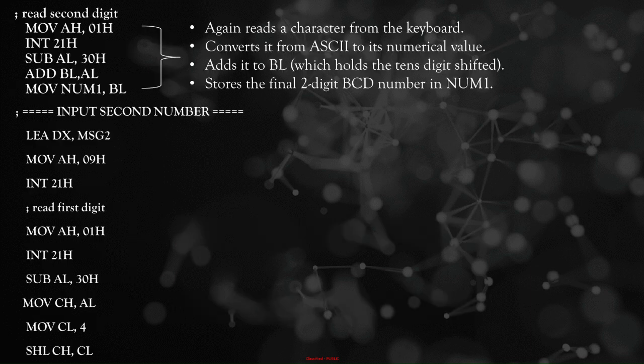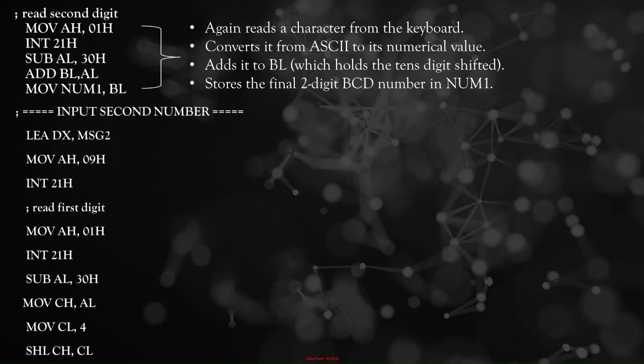Okay, now to read the second digit. I read the second character, that is the ones digit, the same way. AH equal to 01h and int 21h read it into AL, then sub al, 30h converts the ASCII code to a numeric value. Okay, so add bl, al, mov num1, bl. Now I add that ones digit into BL, which already contains the tens digit shifted.